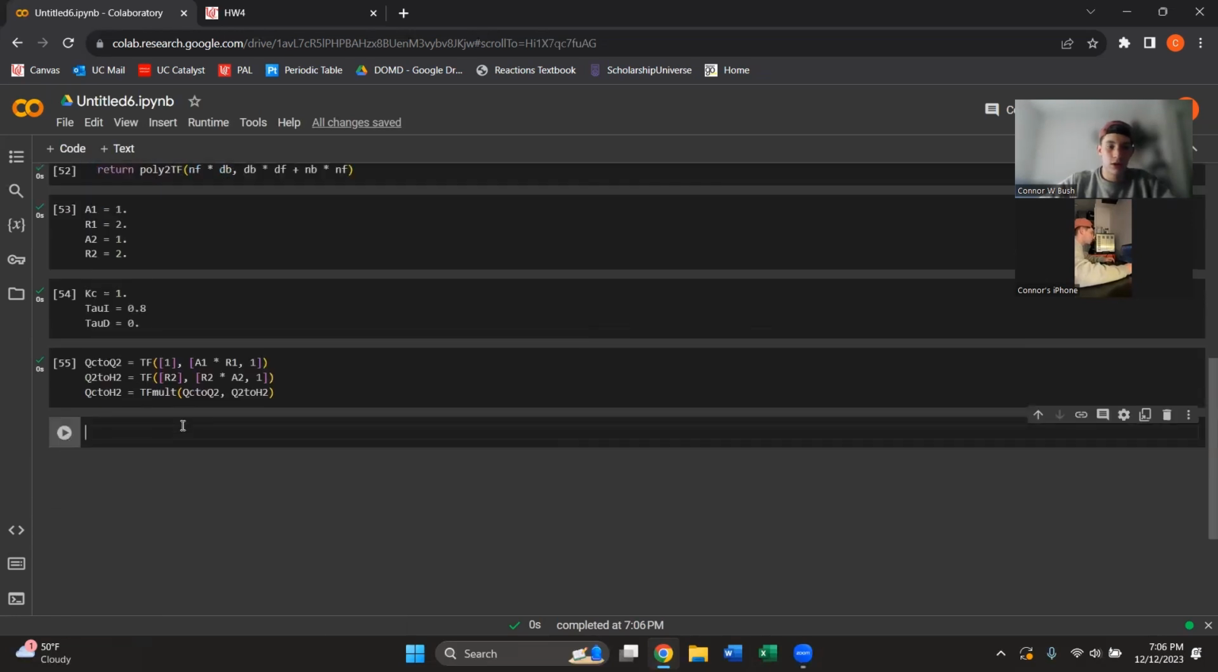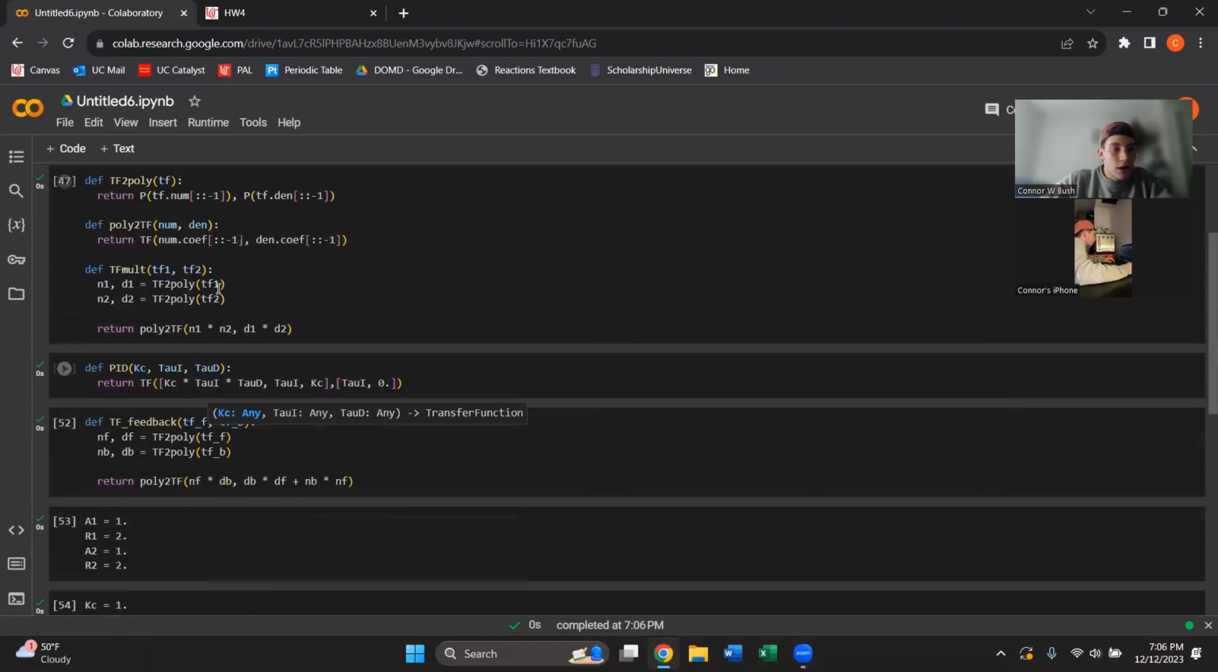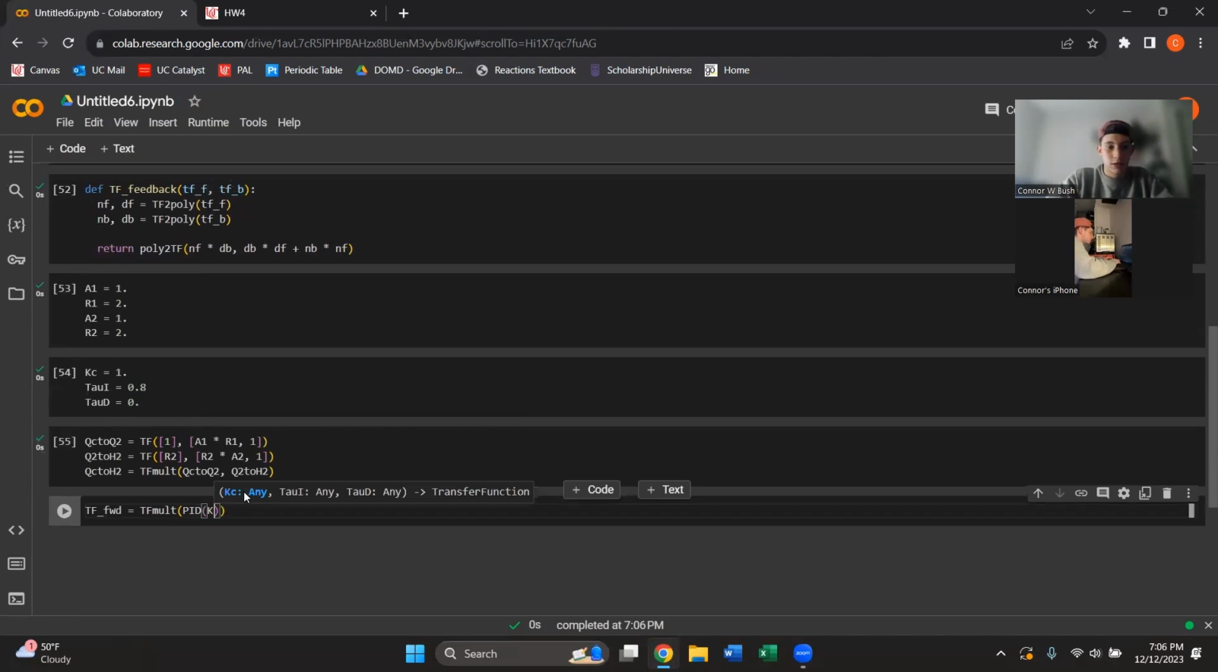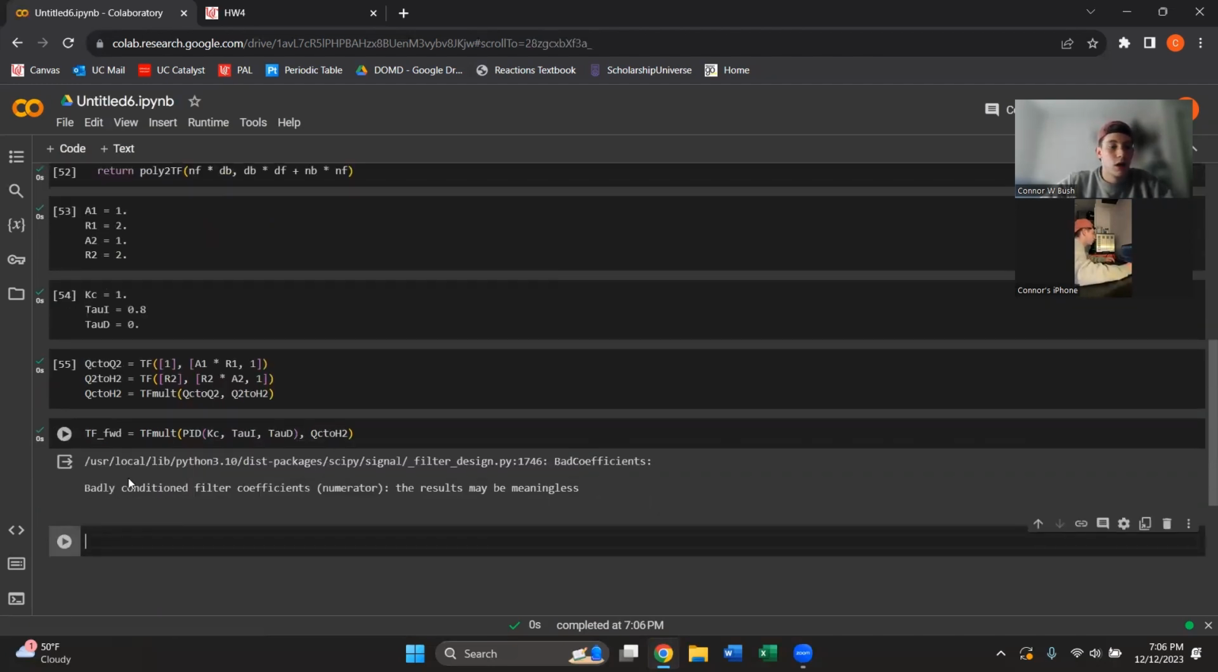So now we want our entire forward transfer function. So that's going to be our controller, our PID controller multiplied by this here. So we do TF mult again. Our first transfer function we're going to call our PID function that we have up here because it's returning this transfer function. Our KC is given, our tau I is given, and our tau D is given. So that's our first transfer function, and then our second is QC to H2. So that is our forward direction transfer function.